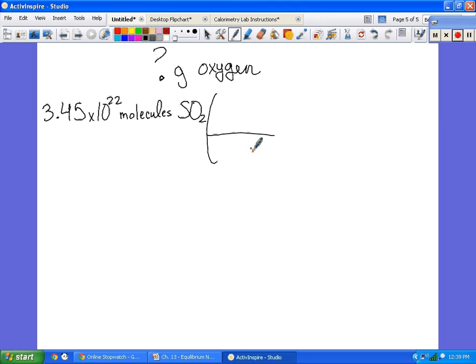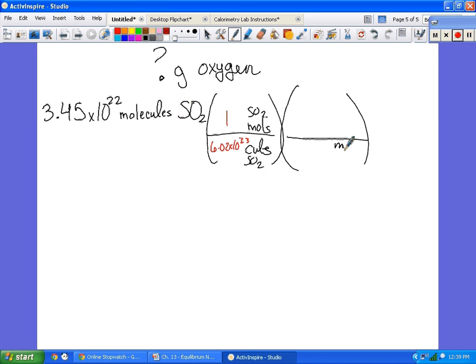So I need molecules, and then I need moles. Now, what's going to go with moles? Molecules. There we go. All right, now I have moles of SO2 on top, so I got to put it where? Bottom. All right, so since I'm in moles, I need to get to my O. Very good. So moles of O. Very good. Now, is one of these in the other?